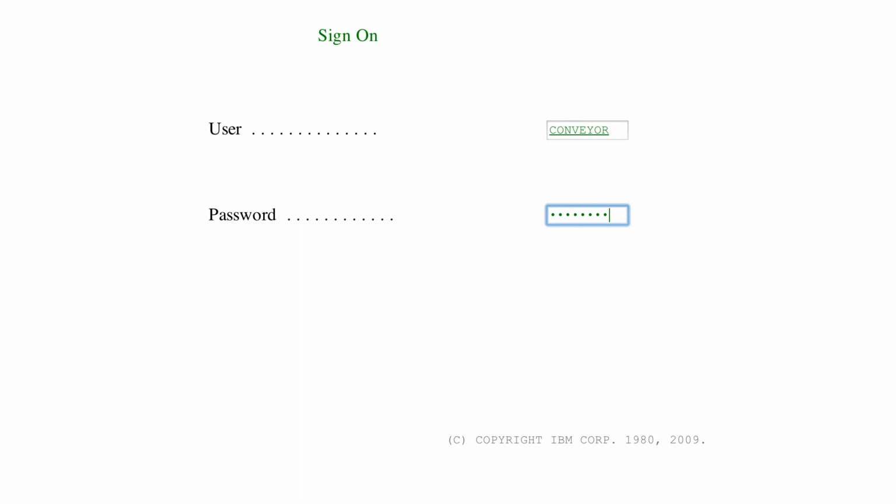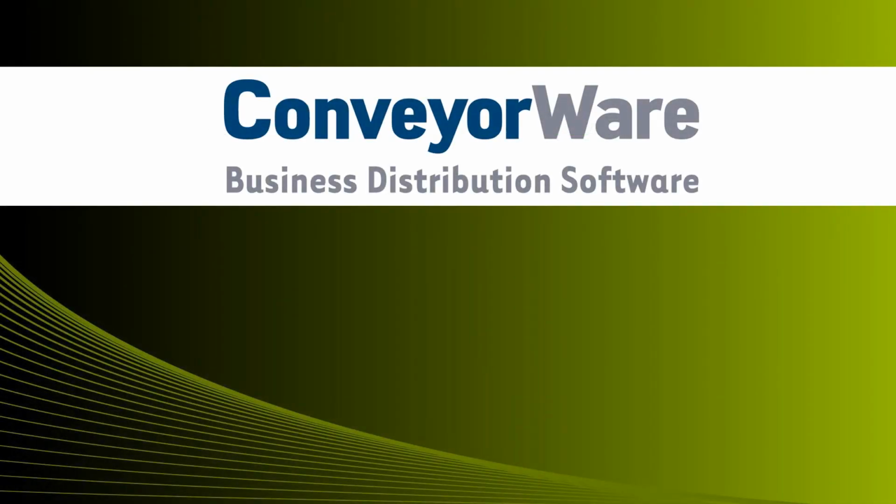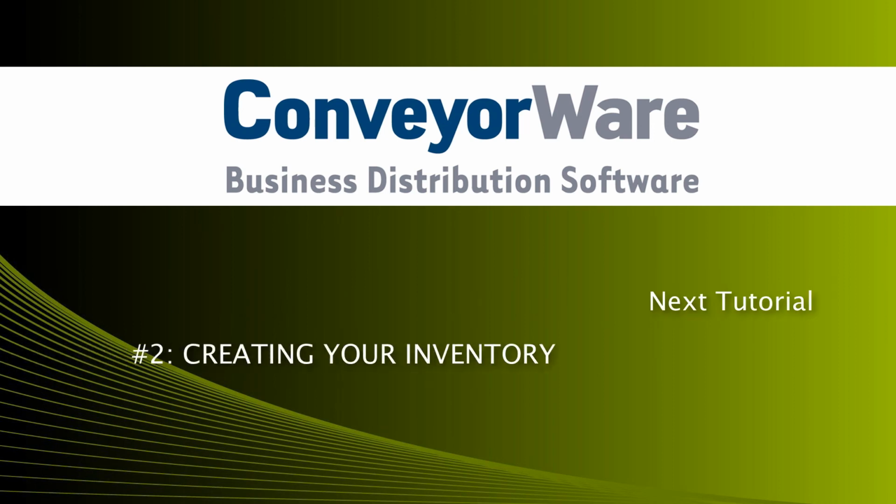If you are having trouble, use F1 Help or refer to your user manual. We suggest after watching this video, you go in and set up your company. Once your company is set up, move on to ConveyorWare's tutorial number 2, Creating Your Inventory.